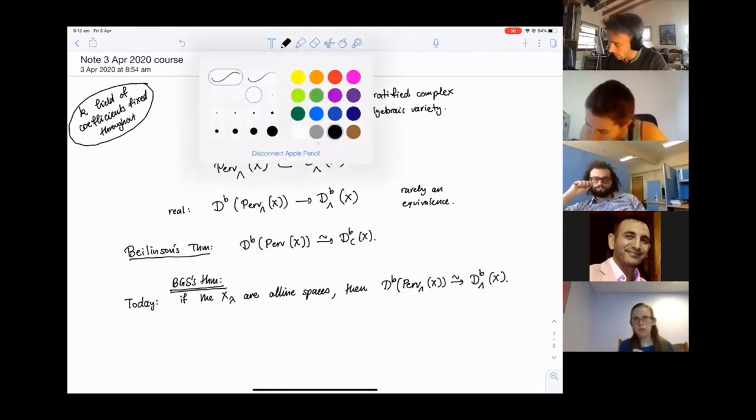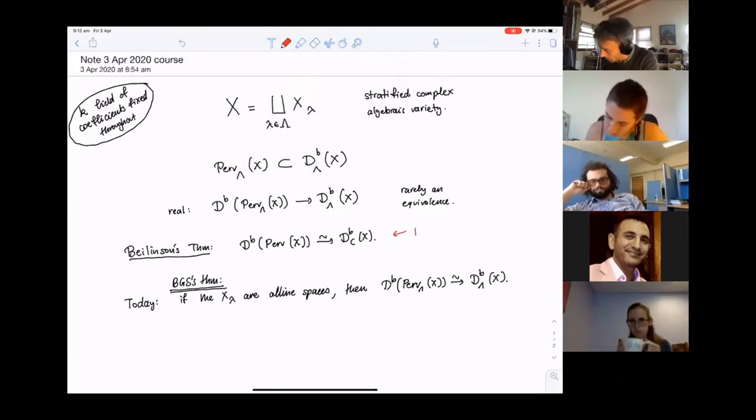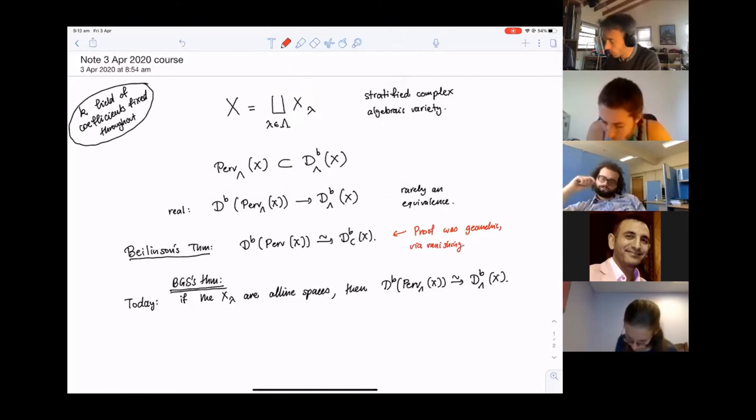Here the proof was geometric, via vanishing cycles. Remember, the key point was to show that if I have an Ext, a higher Ext, between two perverse sheaves on a subvariety, then I can write this Ext only involving sheaves on that subvariety. And we did this using vanishing cycles. And here the proof is algebraic, via so-called highest weight categories.